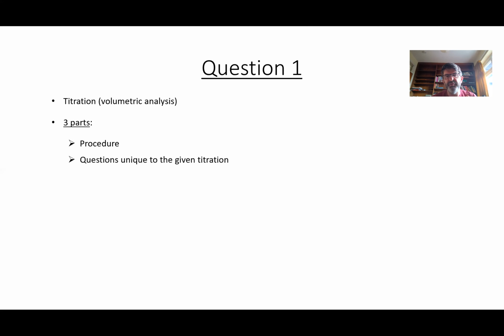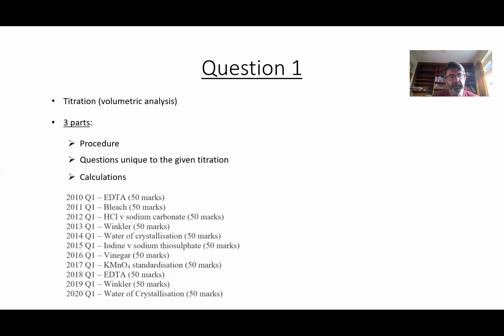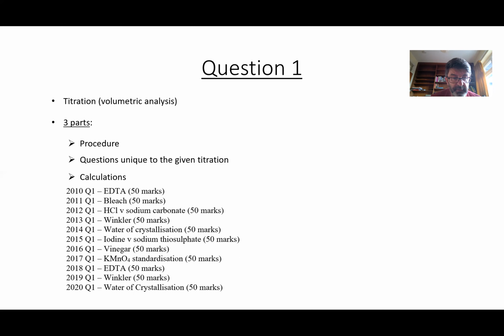There are the questions which are unique to the given titration, whether that be the indicator, color changes, or the chemistry stuff about potassium permanganate and so on. And then you have your calculations, with a lot of similarities between all of them, but some differences as well. So the procedure and parts of the calculations are the same no matter what the titration, but there are unique parts to each titration. This is what has come up in the last 10 years, all listed there.